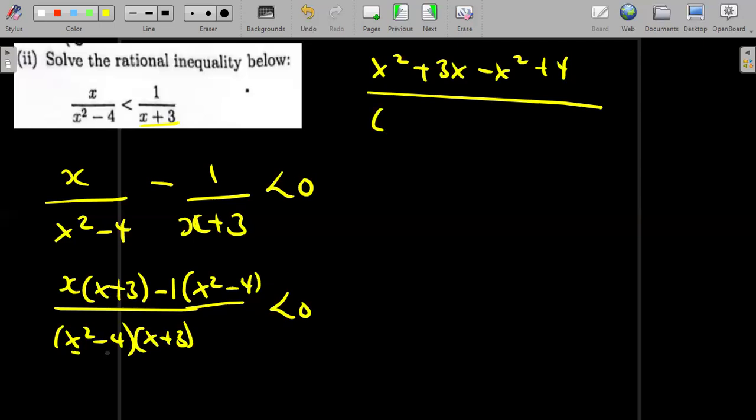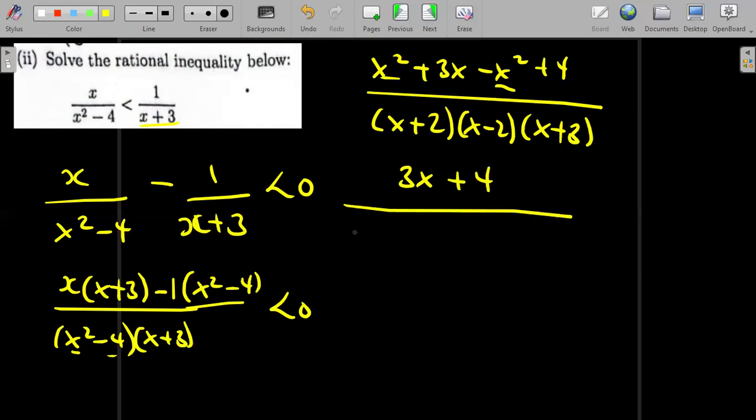Here we can factor the difference of two squares. There you just have x plus 2 and x minus 2, and then you have that other factor, which is x plus 3. On top, you just remain with 3x plus 4, like that, and then down over x plus 2, then x minus 2, and then x plus 3. Then we're saying less than 0.